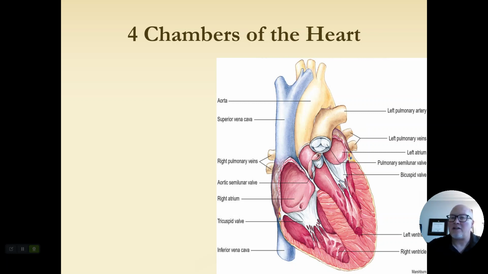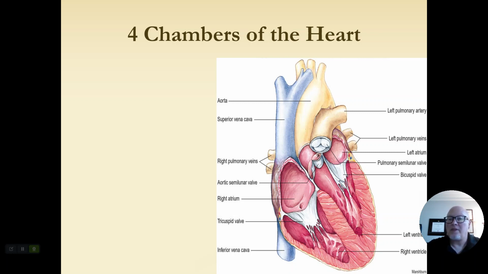After it has been oxygenated in the lungs, it returns to the heart by way of the pulmonary veins and goes into the left atrium, then to the left ventricle. And then you will notice right here on this diagram that the left ventricle is the most muscular chamber of the heart. It contracts and sends blood out through the aorta to the rest of the body.